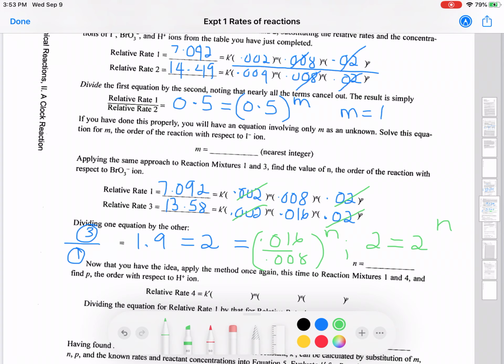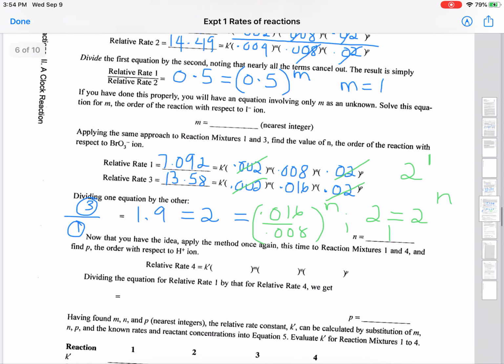So then what should n be? 2 raised to which power will you get 2? That would be 1. So n equals 1. Right? Anything raised to the power 1 is the same number, correct? And anything raised to the power 0 would be 1. Right? So we found the order with respect to bromate too.